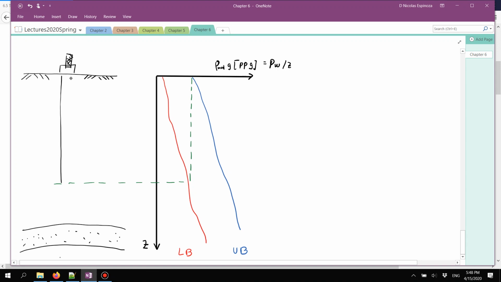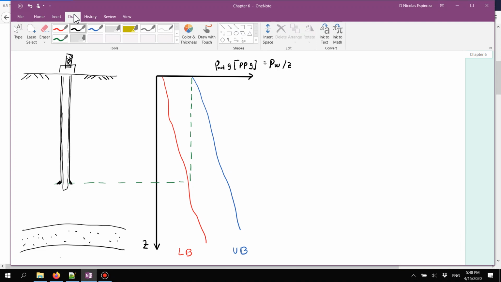And at this depth, I will have to set the casing and stop drilling at this point because you cannot go any further. The wellbore is going to fail in shear. And at this point, you set up the casing, and after that, now you're able to continue drilling.